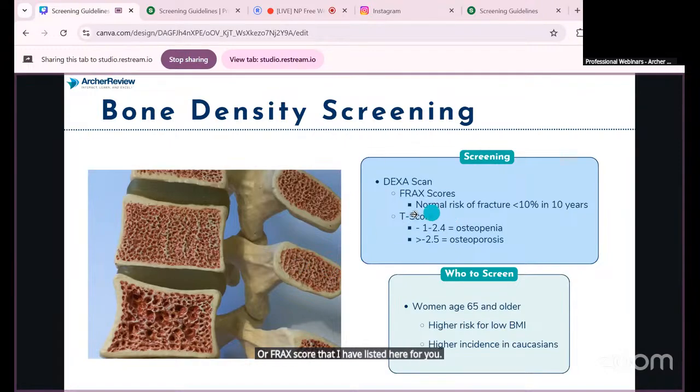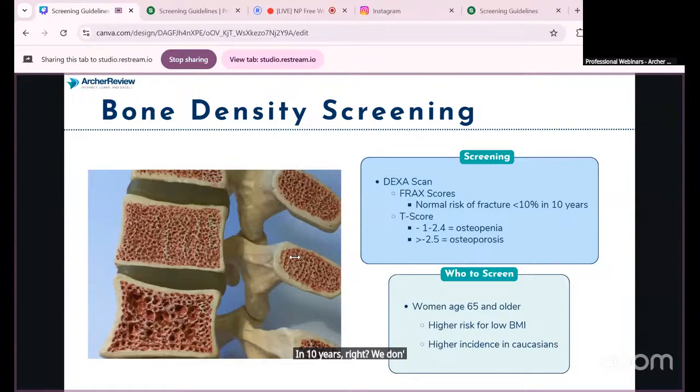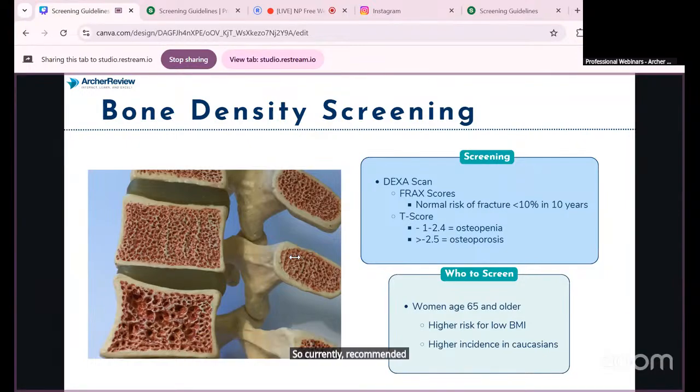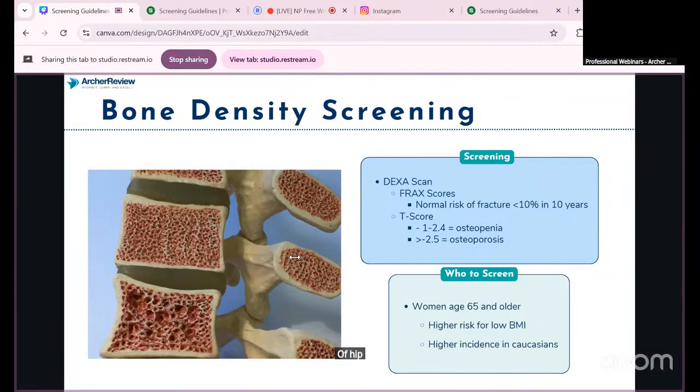Ideally, a normal risk of fracture is less than 10% in 10 years, right? We don't want these patients to break a bone if they happen to fall or have some sort of compression injury going on. So currently, recommended guidelines suggest treating patients with a FRAX 10-year risk score of 3% or greater of hip fracture or 20% or greater risk of major osteoporotic fracture.